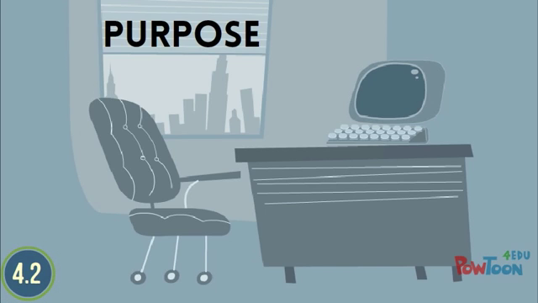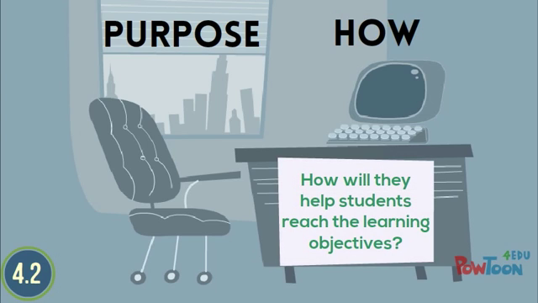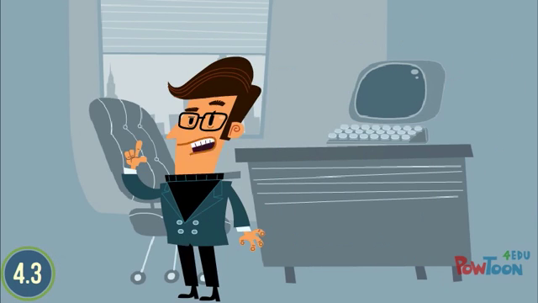4.2 describes that both the purpose of the instructional materials and how the materials are to be used for learning activities should be clearly explained. It simply means that learners should be provided with an explanation of how the instructional materials, resources, technologies, and learning activities are used in the course, and how each will help students achieve the learning objectives.